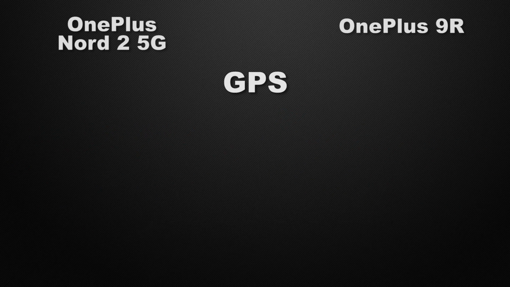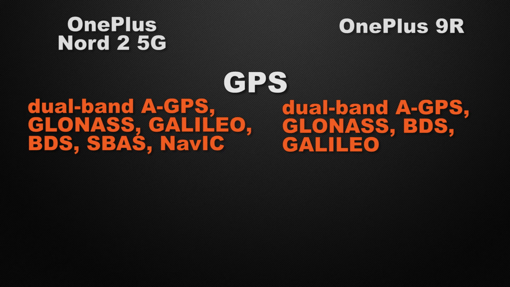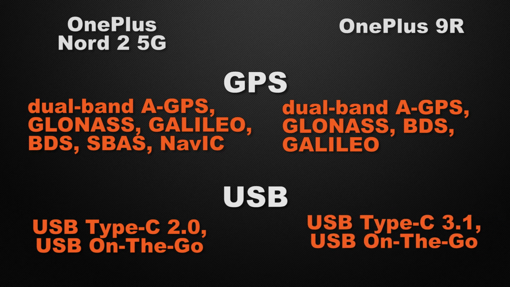Let's talk about the positioning chips in the devices. Nord 2 has dual band AGPS, GLONASS, Galileo, BDS and other chips, whereas 9R has dual band AGPS, GLONASS, Galileo and BDS. So the winner here is Nord 2 because it has more chips. And about the USB connectivity of the devices, Nord 2 comes with a 2nd gen Type-C connector with OTG support, whereas 9R has a 3rd generation Type-C connector with OTG support. So the winner here is 9R.